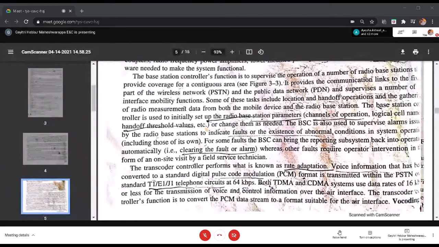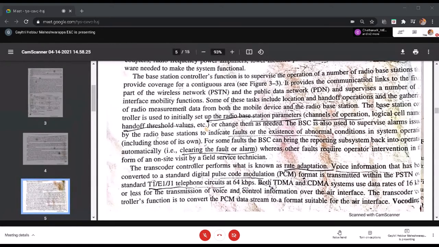So the voice information which has to be transmitted to the public land mobile networks using PCM is at 64 kilobits per second over the T1, E1, J1 telephone circuits. That means it is a transmission line, where we transmit the data to the PSTN at 64 kilobits per second. Both TDMA and CDMA systems use data rates of 16 kilobits per second or less for the transmission of voice and control information over the air interface.